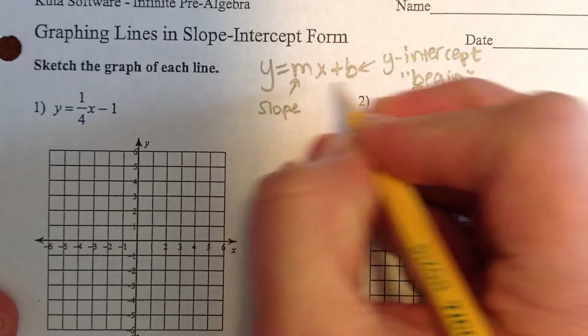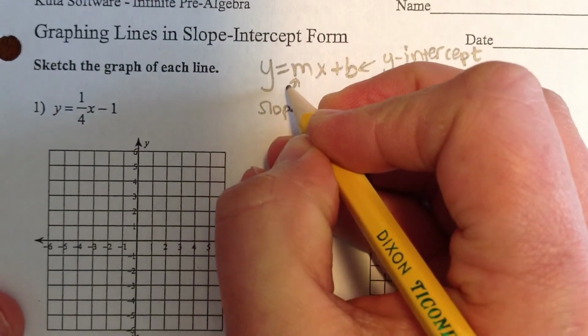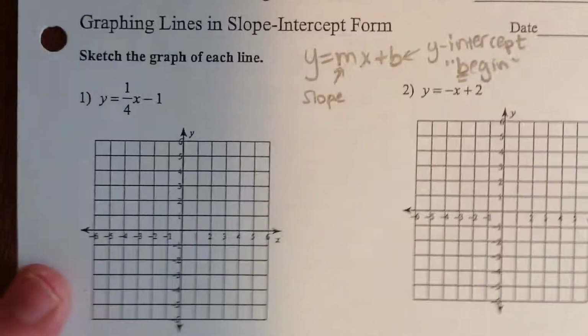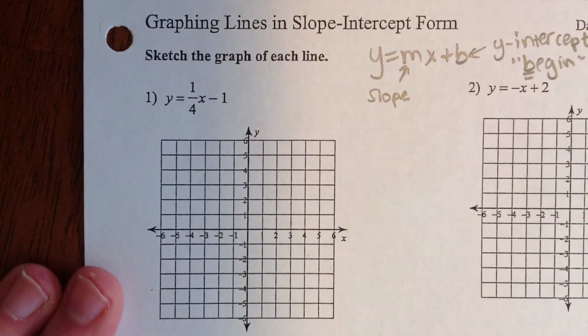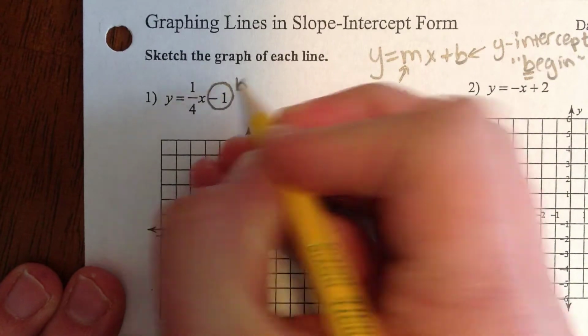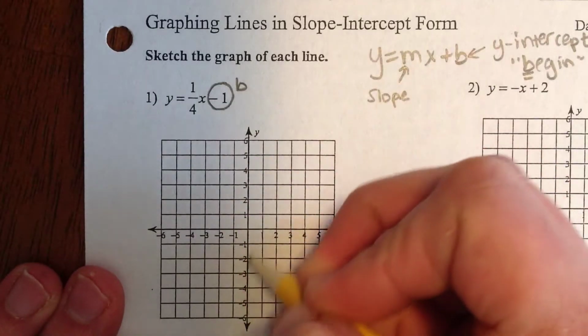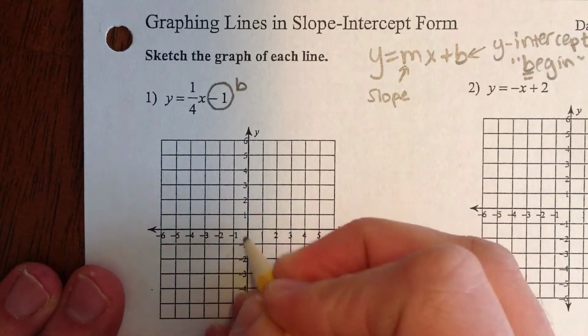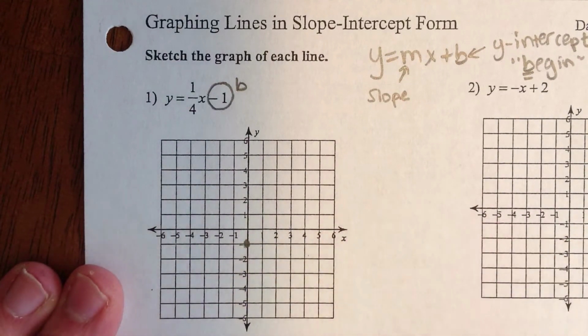After we find our beginning point, we're going to rise and run, which is slope, from that point. So let's do a little practice. Our first graph is y equals 1/4 x minus 1. Now this again is our b, it's our beginning point. Our beginning point is always the y-intercept, it's on our y-axis. So we're going to begin at -1, which means we're going to begin down here at -1.